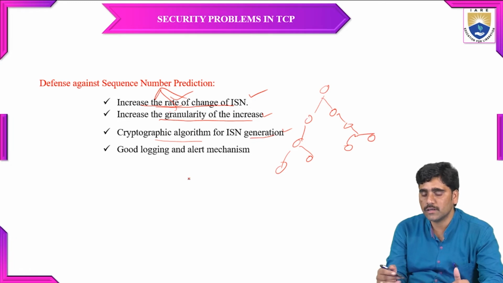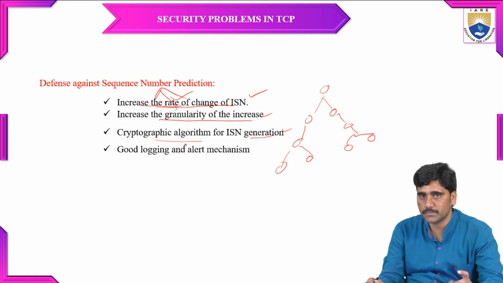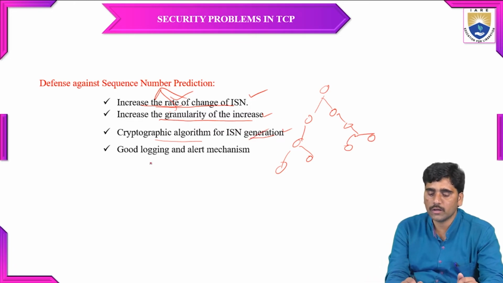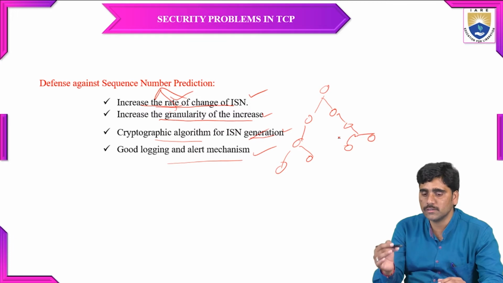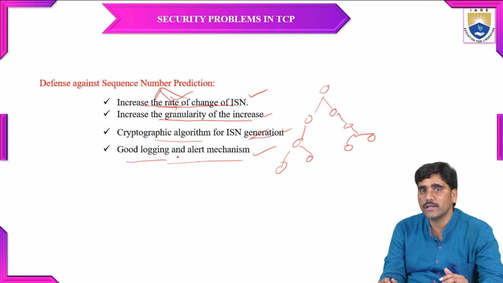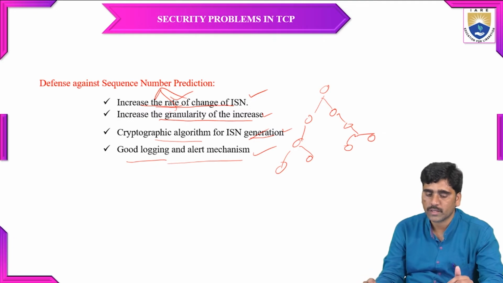So for sequence number generation, we are going to use different types of algorithms. They ask us to maintain cryptographic algorithms for generating these ISN numbers, and good logging and alert mechanisms. Every time you have to check each and every record that is inserted or deleted in the network. So we have to focus on logging and alerting mechanisms. These are the defense techniques we use against sequence number prediction.